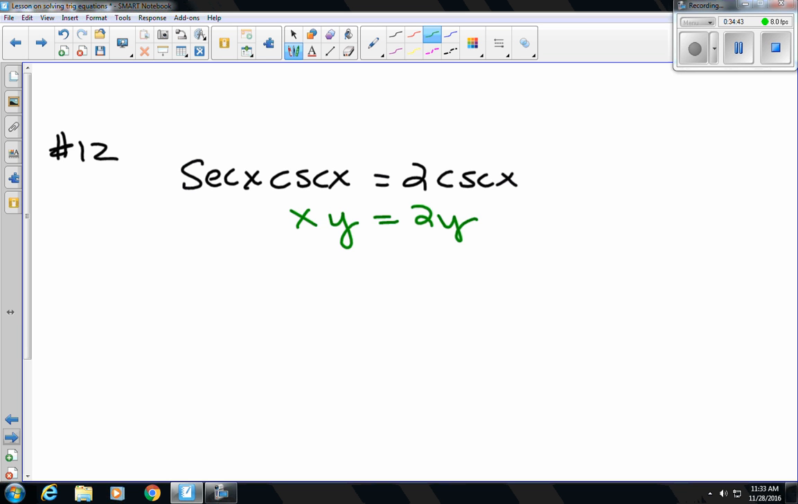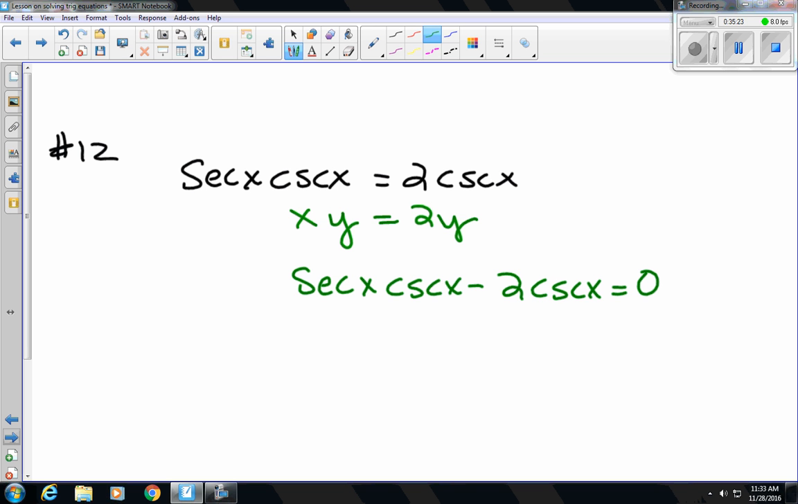Okay. So we talked on the last problem about the dangers of just simply canceling out from left to right, correct? So what's a better way? What did we do before? Put it all on one side, set it equal to 0. I want you to get into the habit of doing that instead of just canceling things out, because you're going to forget to consider valid answers if you just cancel out. So this becomes secant of x cosecant of x minus 2 cosecant of x. I just moved it to the other side.